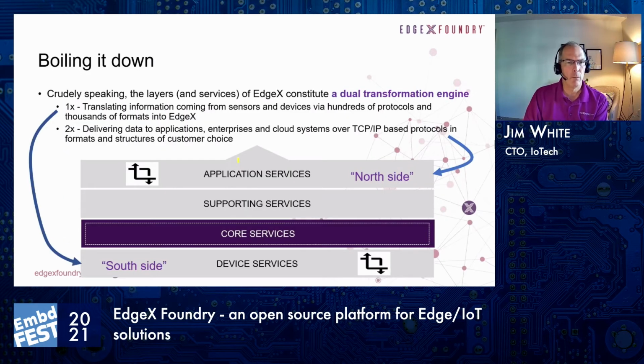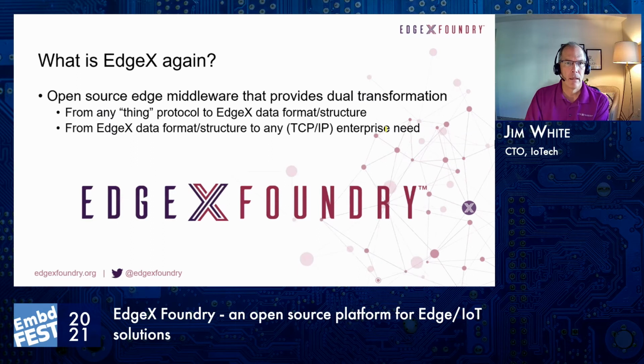So boiling it down, what we really have here in EdgeX is what I call a dual transformation engine. A means to translate incoming data from sensors and things into an EdgeX format, and then delivering that data with another transformation back into your IT environments, your TCP/IP-based solutions typically of your enterprise. That's what EdgeX is all about.